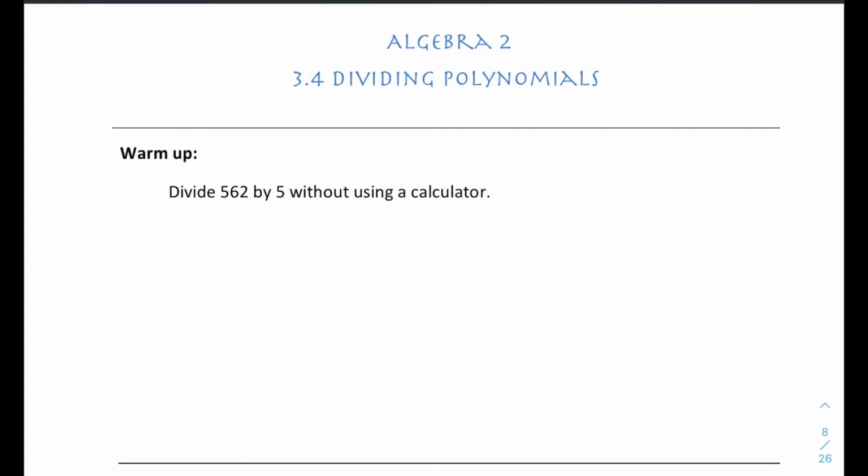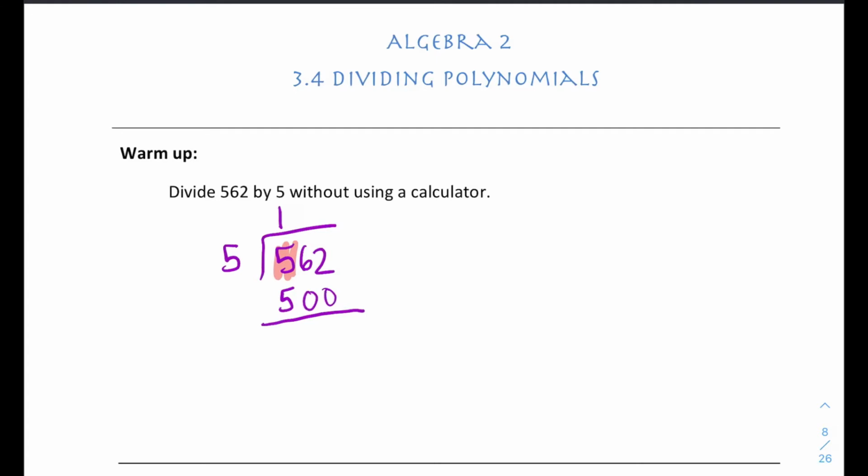We are going to divide some polynomials today. So first I want to refresh your memory on how you divide numbers. If you are dividing 562 by 5, you want to see how many times 5 goes into your first digit of 5. It goes in once. 1 times 5 gets you 5. And then you subtract, which leaves you with 62.